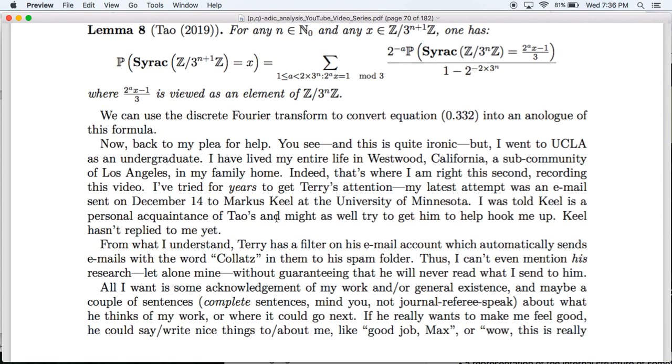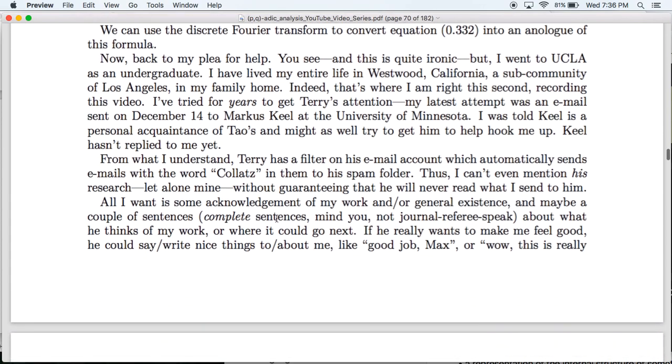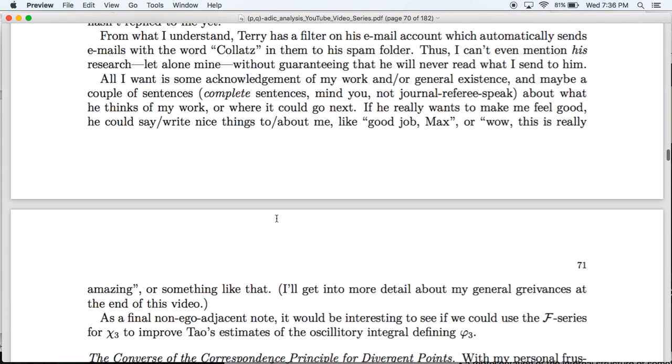So much so that I've so invested myself in this that right now all I want is just some kind of acknowledgement that I've done something, that I exist in general. Maybe a couple of sentences, and by sentences I mean complete sentences, not journal referee speak, about what he thinks of my work or where it could go next. If he really wants to make me feel good, he could say or write nice things to or about me, like "good job, Max," or "wow, this is really amazing," or something like that. Don't worry, I'll get into more detail about my general grievances at the end of this video.